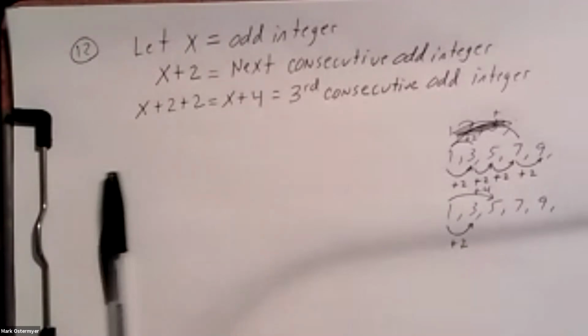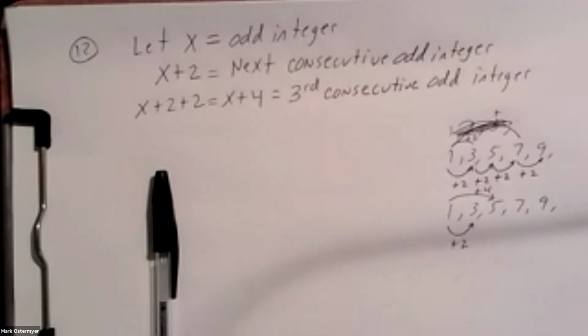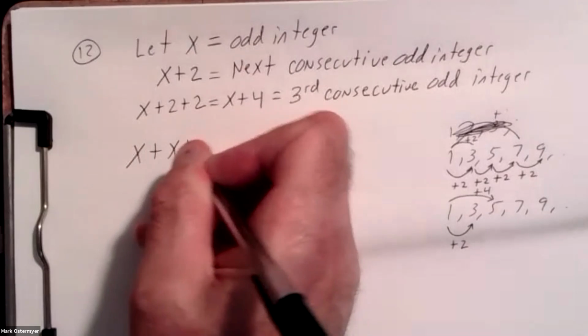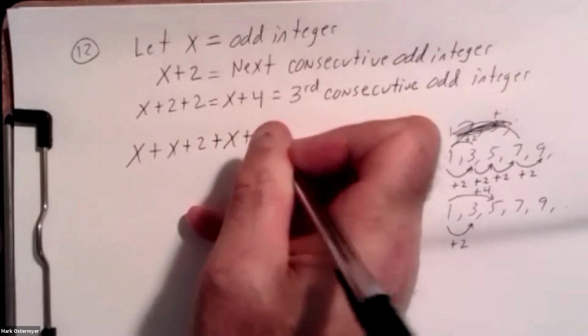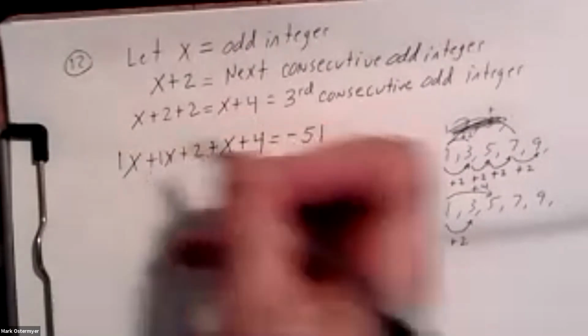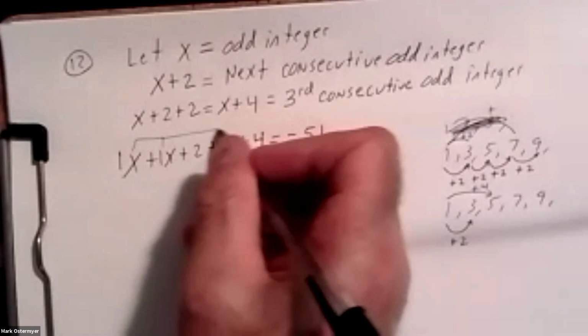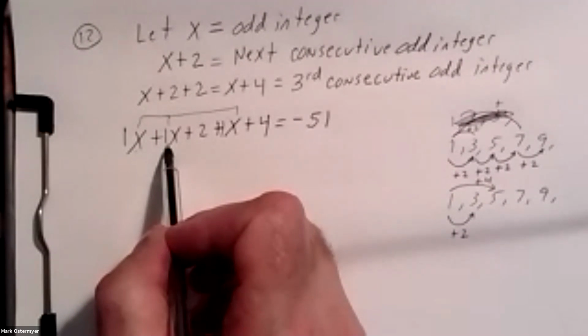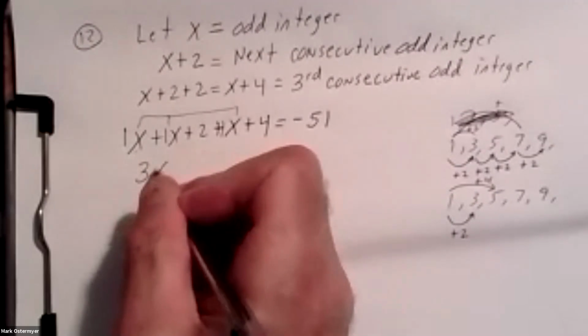All right, what are we going to do with these 3 consecutive odd numbers? It says their sum must be negative 51. Therefore, if I add these odd numbers together, I set the sum equal to negative 51. We have to solve this equation for x. What's 1x plus 1x plus 1x as we combine our like terms? 1x plus 1x is 2x, and 2x plus 1x is 3x.